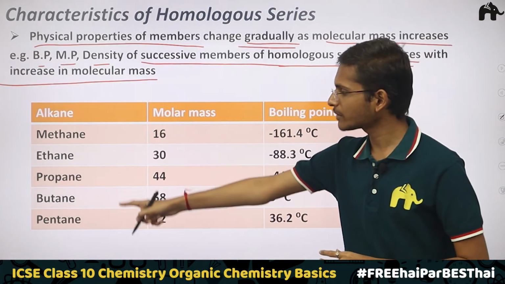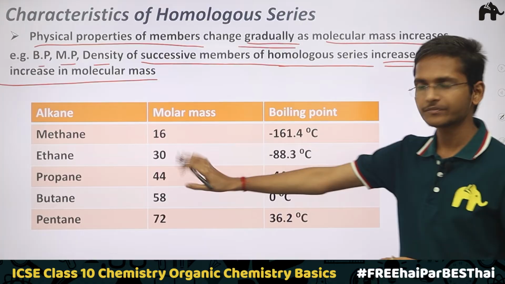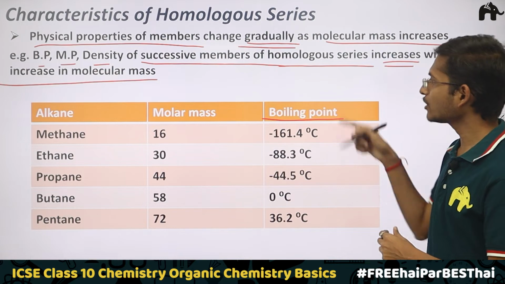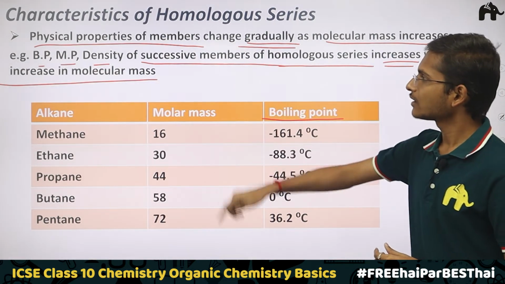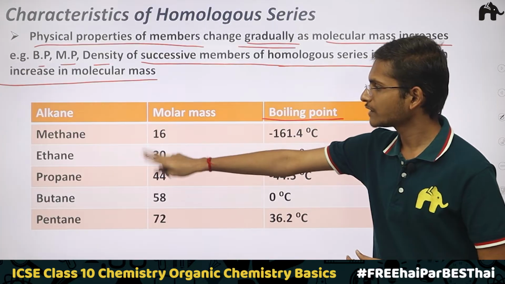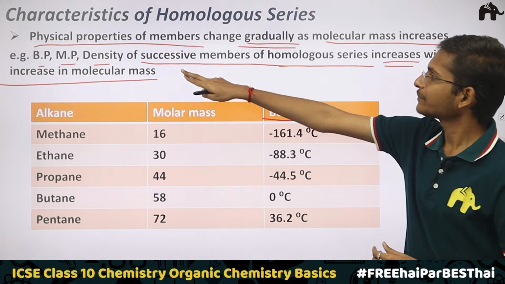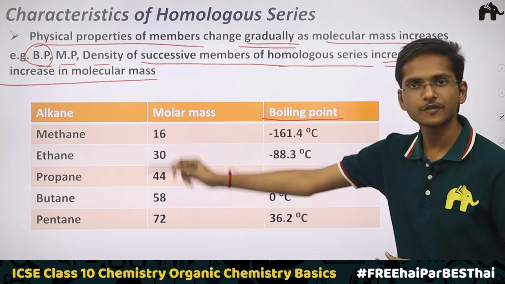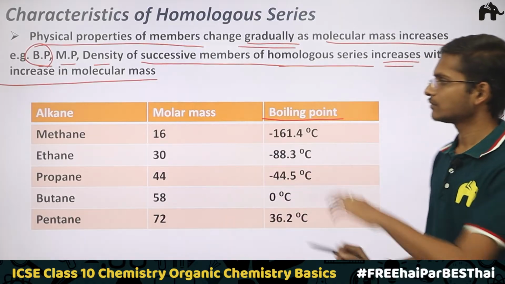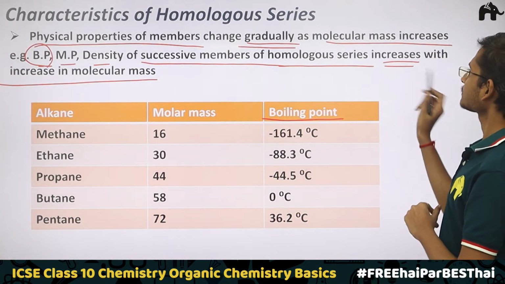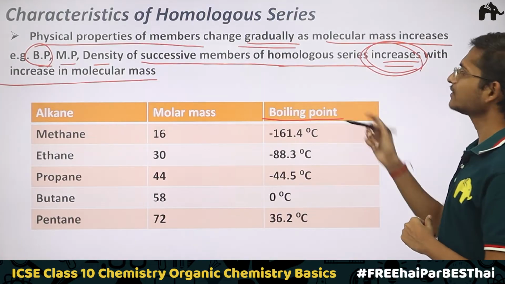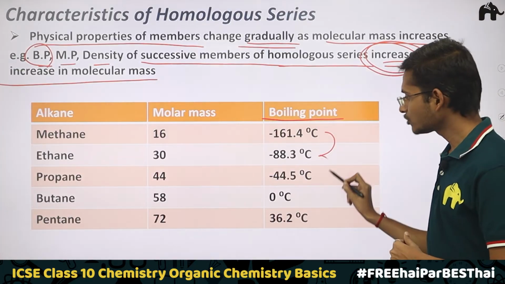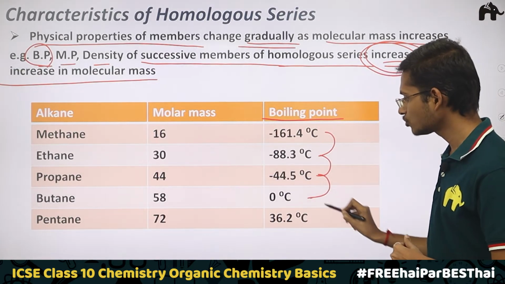These are the successive members of the homologous series: methane, ethane, propane, butane, pentane. We have just seen them. Their boiling points are written here. Now you can observe, when we move down through the successive members of the homologous series, the boiling point is increasing with the increase in molecular mass. See, it increases from -161 to -88, -88 to -44, -44 to 0, 0 to 36.2.